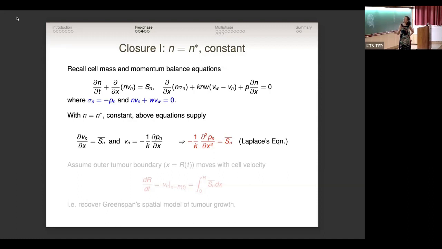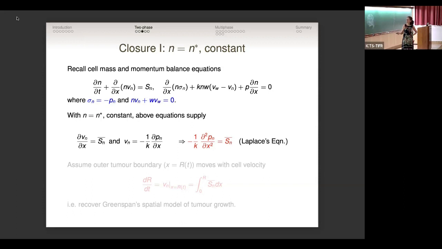Okay. Now, if we work a little bit harder, so I've also got my momentum balance, and if you substitute sigma n equals minus Pn, exploit this and do some algebra, then you can arrive at this expression for the cell velocity as well, right? For the cell velocity in terms of Pn, right? Combine these two equations and you get a Laplace equation for the pressure, okay?